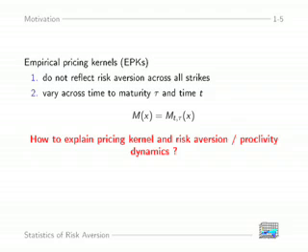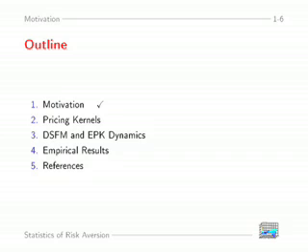So looking at these three pictures and the whole slides, we can verify from the estimated pricing kernel that the empirical pricing kernels do not reflect risk aversion across all strike levels. There are some strikes where the pricing kernels reflect risk proclivity. Moreover, the empirical pricing kernels, or the whole surface of pricing kernels, change according to time t and time to maturity tau. So the question that arises is how can we explain the pricing kernel, or the risk proclivity and risk aversion dynamics, across time and maturities? How can we model the pricing kernel and risk proclivity dynamics? That's the main idea of what we're doing.